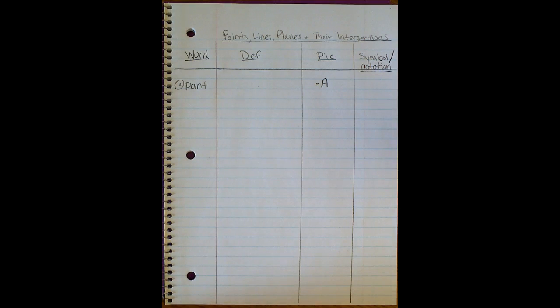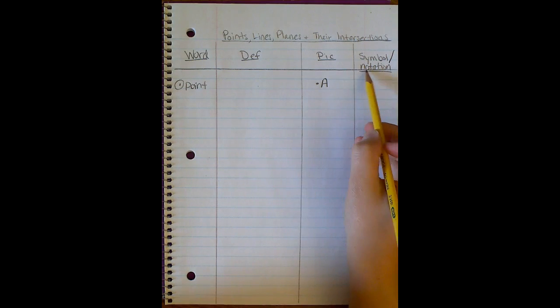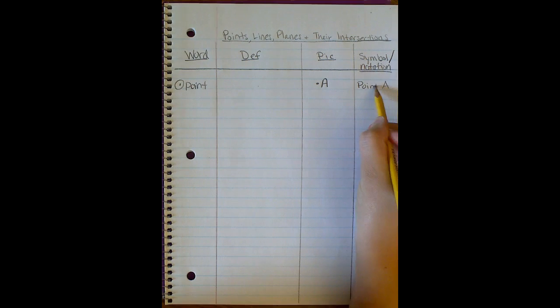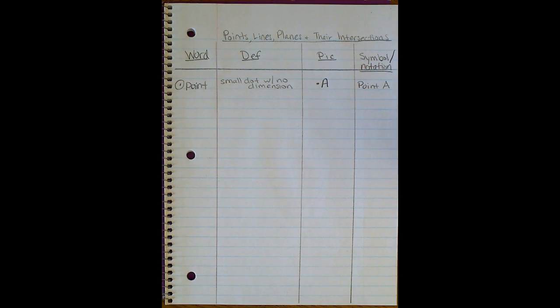And you may already remember that when you name a point, so first of all, this word notation is another way to explain how you're going to write something using a symbol or naming it. So when you name it, you simply would just say point A, okay? But what's the definition of a point? What is a point? A point is known as a small dot with no dimension.